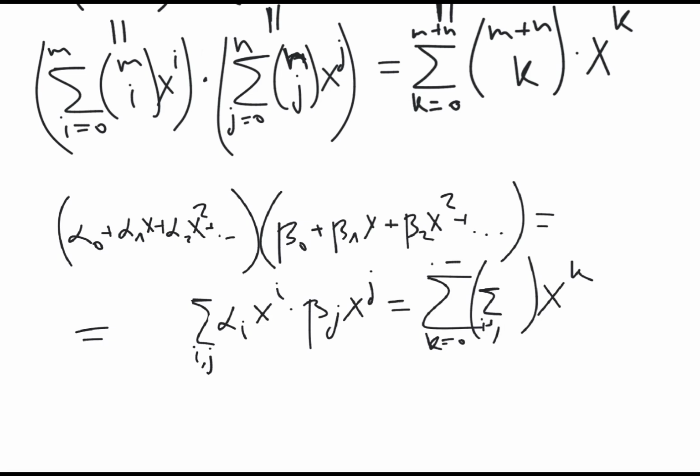And inside, the coefficient in front of x to the power k would be the sum for such i and j such that their sum is equal to k, alpha i beta j, right? So when i and j sum together give us k, then the sum of all such products alpha i and beta j would be the coefficient for x to the power k, right? So this is just normally how two polynomials are multiplied. So this is in the general case.